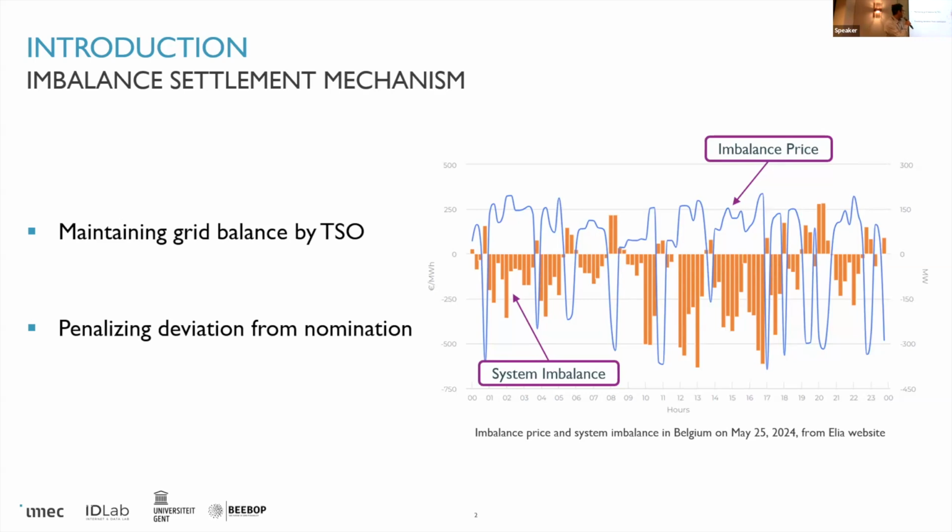As an example, I just want to show you a day of imbalance prices in Belgium. As you can see, first of all, the imbalance price is highly volatile, and it changed basically from minus 600 to plus roughly 300. It also changed sign many times, and there are a lot of quick changes between the positive and negative signs.